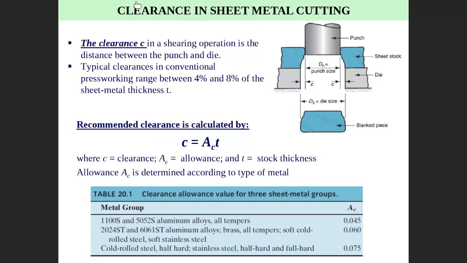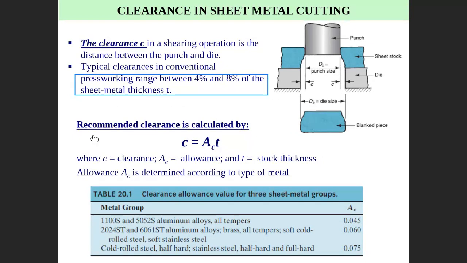I put here for you. As I told you, it is written here, between 4 to 8% of the sheet metal thickness. This is a recommended clearance. So recommended clearance should be within 4 to 8% of the sheet metal thickness. This is the sheet thickness range we have to keep.